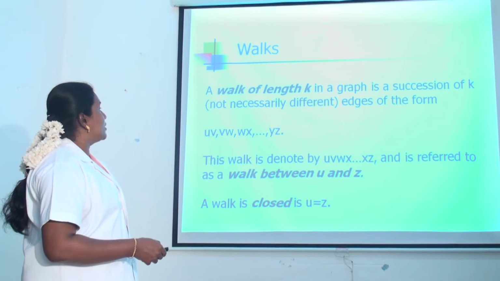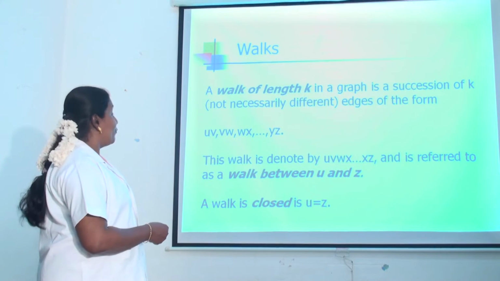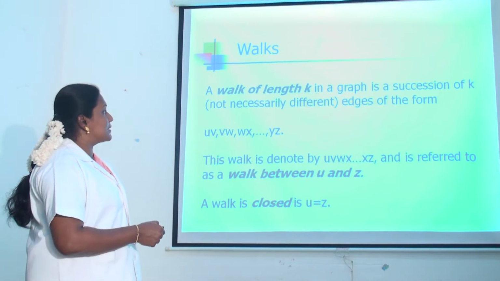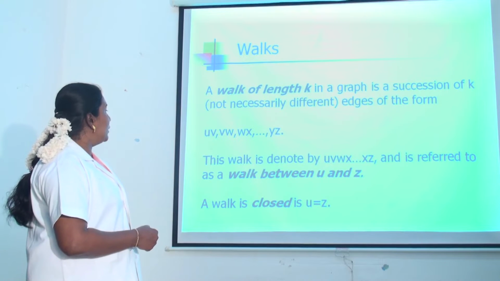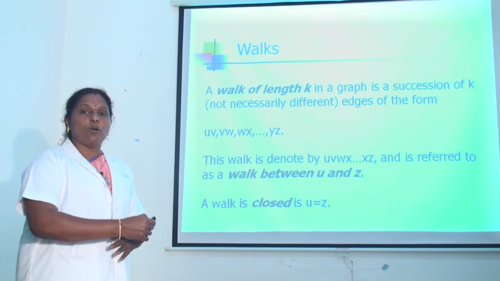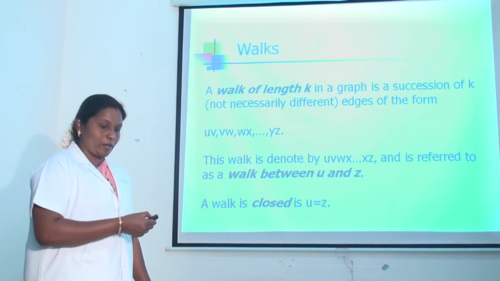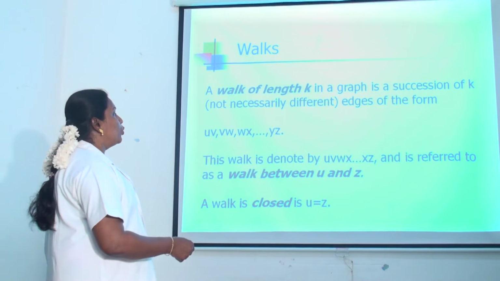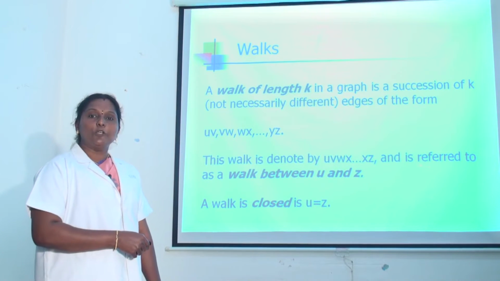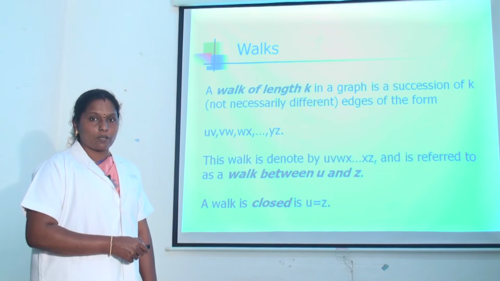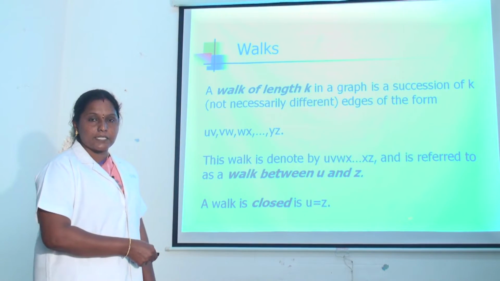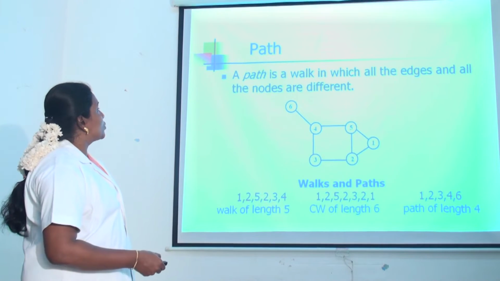The number of odd degree nodes is even. The next one is walk. A walk of length k in the graph is a succession of k, not necessarily different, edges of the form uv, vw, wx, etc., up to yz. A walk is an alternating arrangement of vertices and edges. This walk is denoted by u, v, w, x, etc., z, and it is referred to as a walk between u and z. A walk is a closed walk when the starting point and the ending point are equal. And the next one is a path.